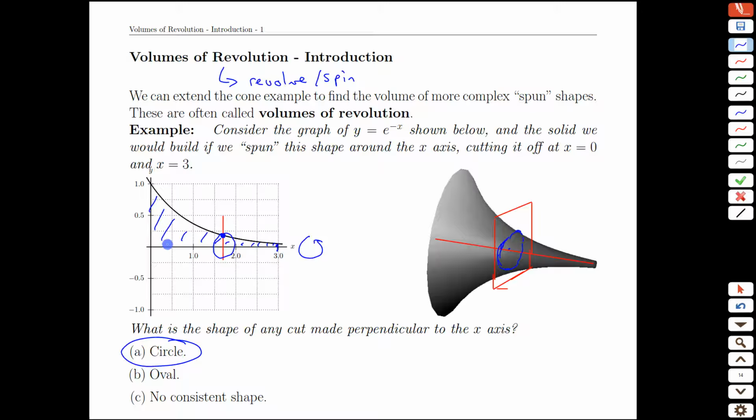What that means is, as we take slices perpendicular to the axis of rotation here, perpendicular to the x-axis, we slice vertically, we're going to see circles, circles, circles, and then we can probably use that to find the volume of slices and then add up the volume of all the slices using an integral.